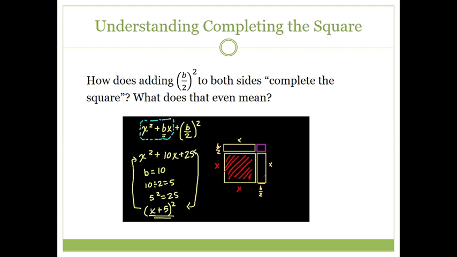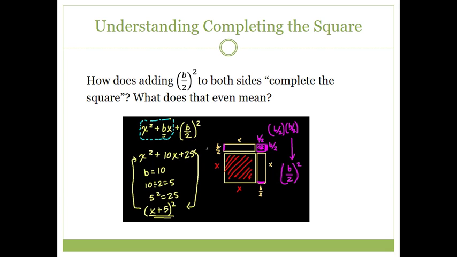Well, look at it. This side right here matches this length. That's b divided by 2. And this side right here matches this length. That's also b divided by 2. So we actually call this little square b divided by 2 times b divided by 2. And that equals b divided by 2 squared. So let's go back to our formula.